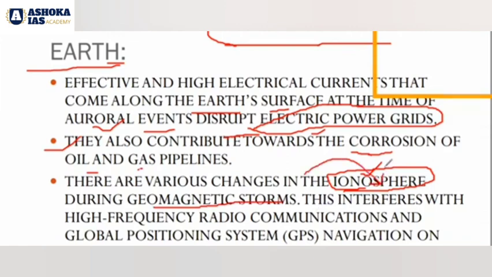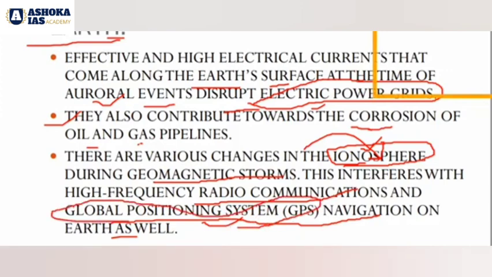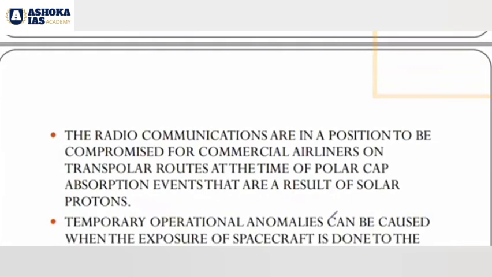Now, particularly in the ionosphere, it is going to affect the radio signals, the radio communication, since the ionosphere is used for radio communications. Along with radio communications, it will also affect the global positioning system, navigation on Earth as well. The GPS system can be affected because this highly charged plasma can affect the satellites also. In the GPS, as you know, there are many satellites working together for this navigation system. Once the artificial satellites get affected, it may also lead to problems in the GPS system.